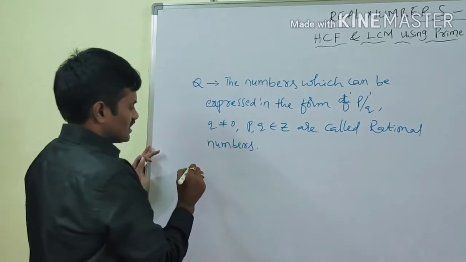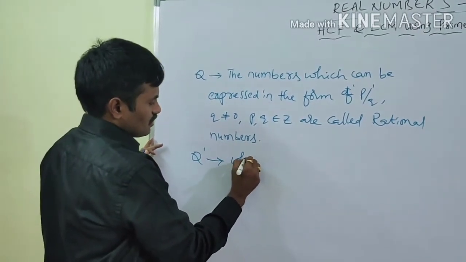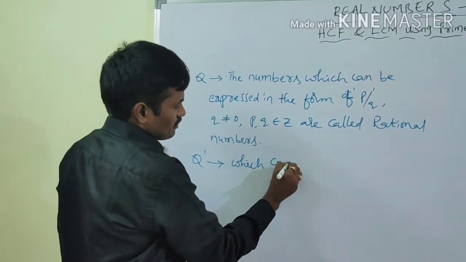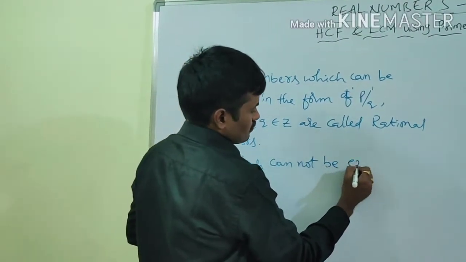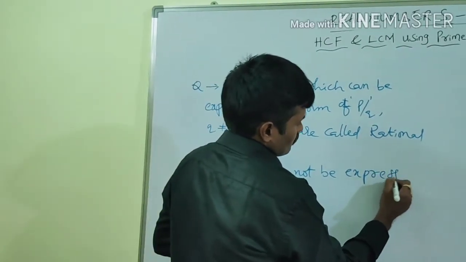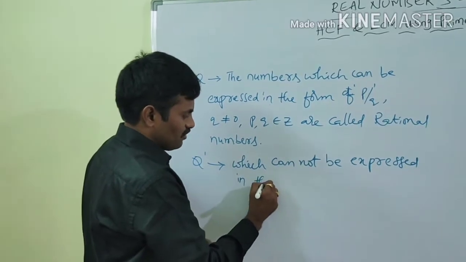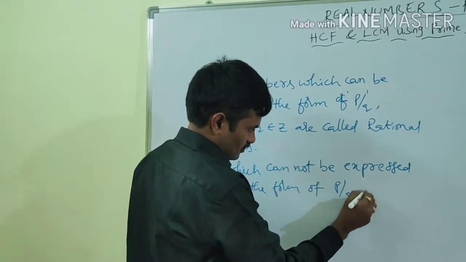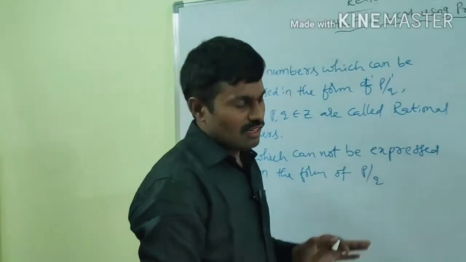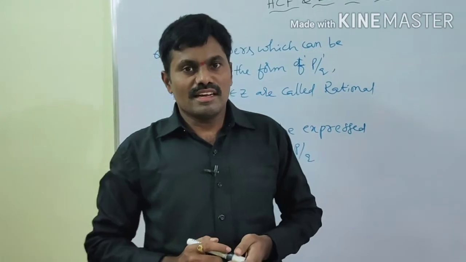And what are the irrational numbers? Those which cannot be expressed in the form of P by Q. Yes, we studied this in the previous class. And the collection of rational and irrational numbers together is called the real number set.